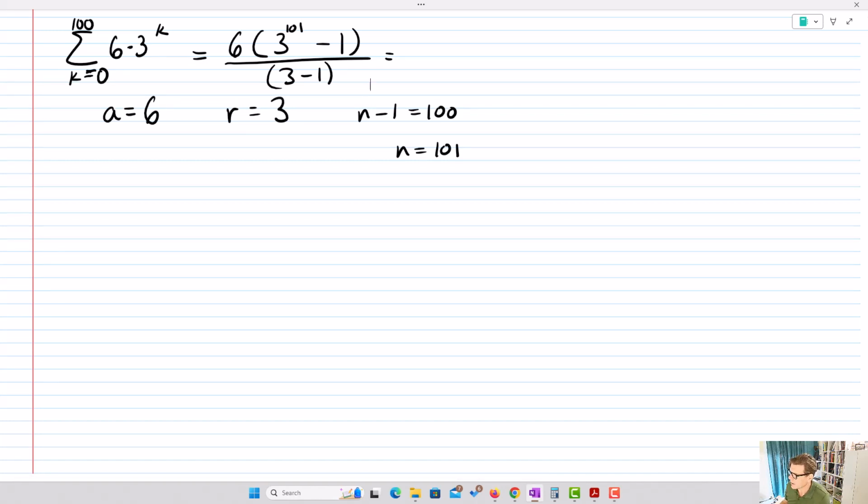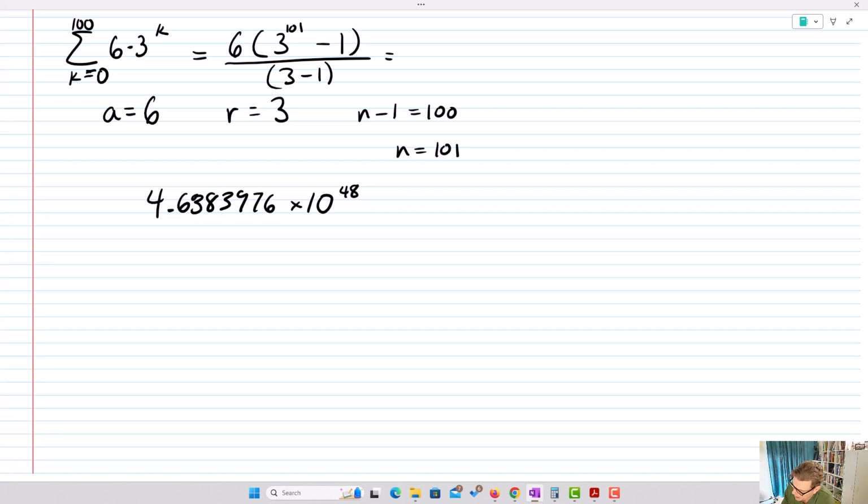We plug that into our calculator, and what I get is a really big number. I'm going to get 4.6383976 times 10 to the 48th power. Woo, that's large. But that makes sense considering that I am eventually going to be taking 3 to the 101st power. And so consequently, you're going to get a pretty big number there.